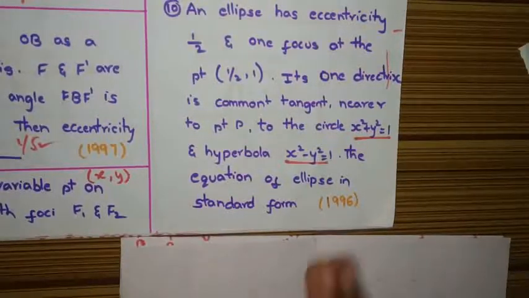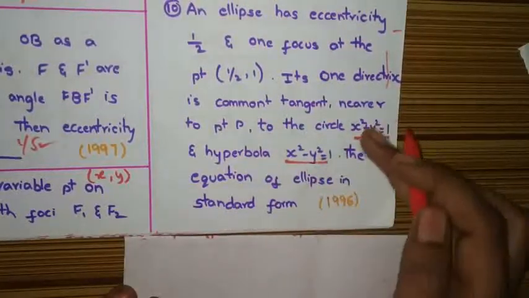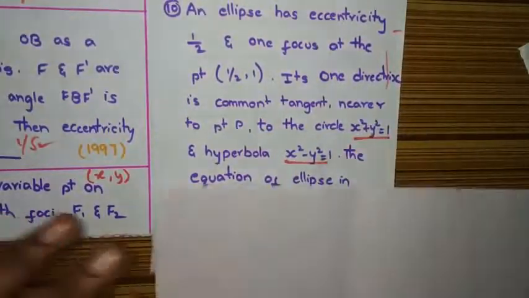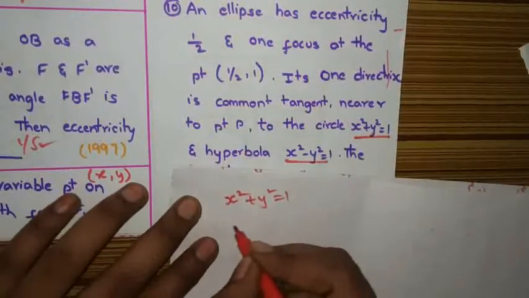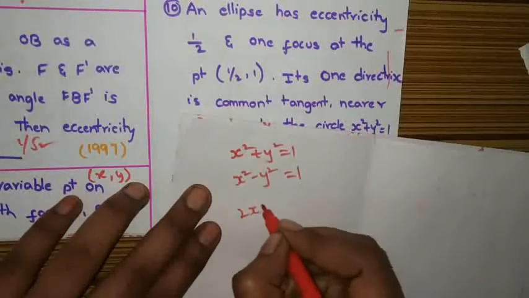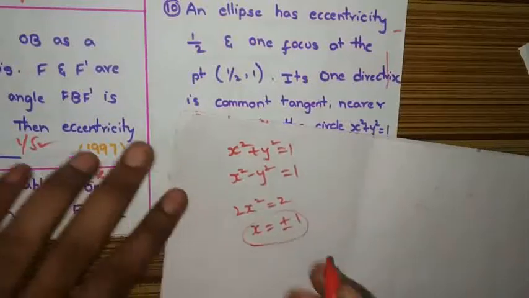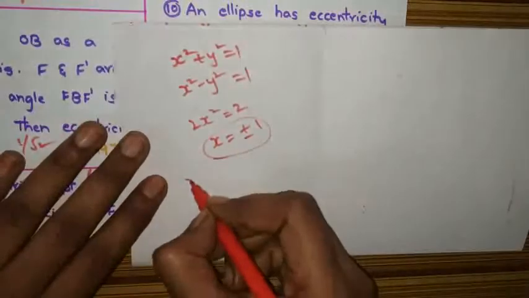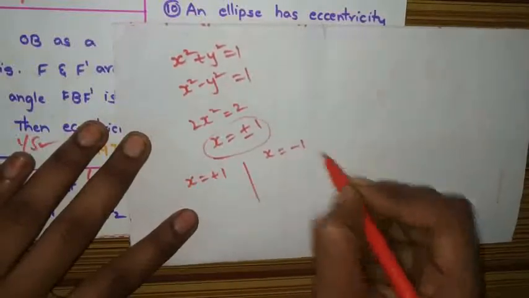First try to get the directrix equation. See, the directrix is common to this. So let's solve this. You will get x squared plus y squared is equal to 1 and x squared minus y squared is equal to 1. 2x squared is equal to 2, x is equal to plus or minus 1. So you got two directrices, that is x is equal to plus 1 and x is equal to minus 1.